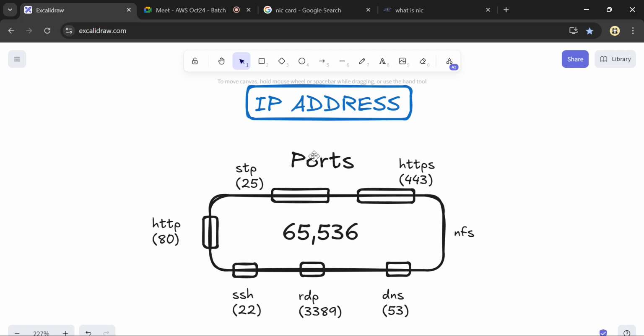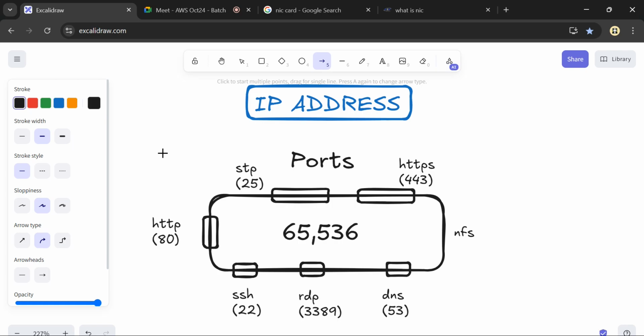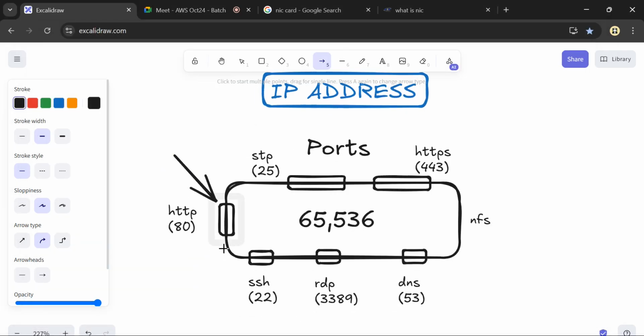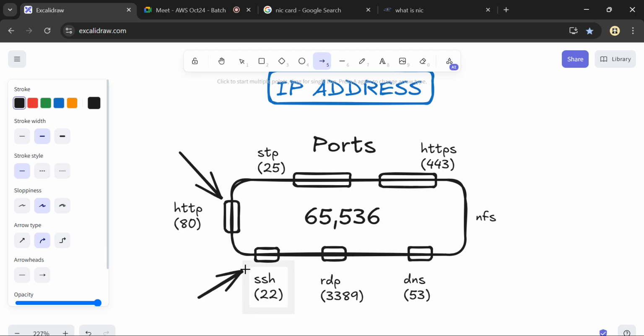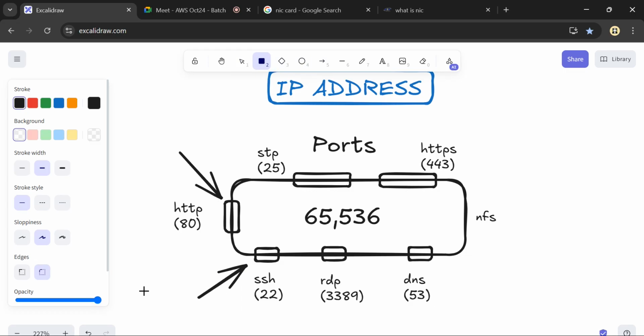So whenever there is any communication that needs to happen to your server, it happens through multiple ports. So let's say if you're using insecure websites, or websites that are not secured, it will be communicating via HTTP. Let's say you want to connect your local laptop with your virtual machine, or let's say with your EC2 instance. So that will be using the SSH port.